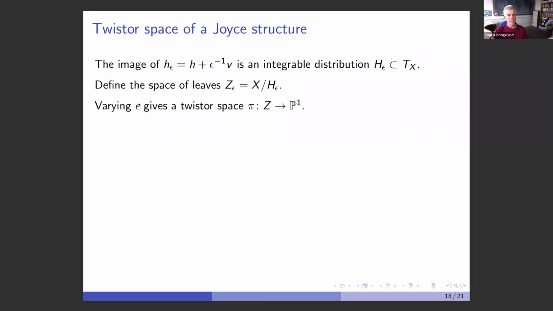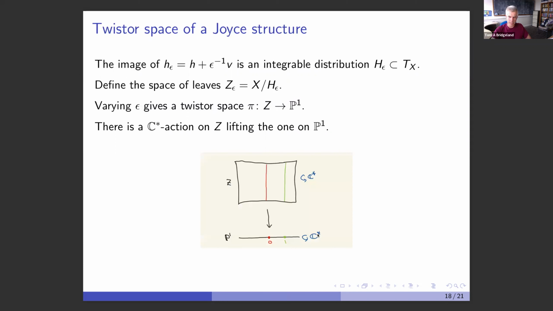But the point is that you can vary this epsilon here, and what you end up with is a space fibering over P1. And part of the data of this joy structure was a C star action, and that turns into a C star action on Z, lifting the one on P1. So you get this picture like this. And so, of course, this C star action identifies all the fibers away from zero and infinity. So there are kind of three fibers to understand here, the one over zero, the one over infinity, and the one over one. And unlike in the real hyperkähler case, there is no anti-holomorphic involution going on here or anything like that. So there's no relation between the fibers over zero and infinity.